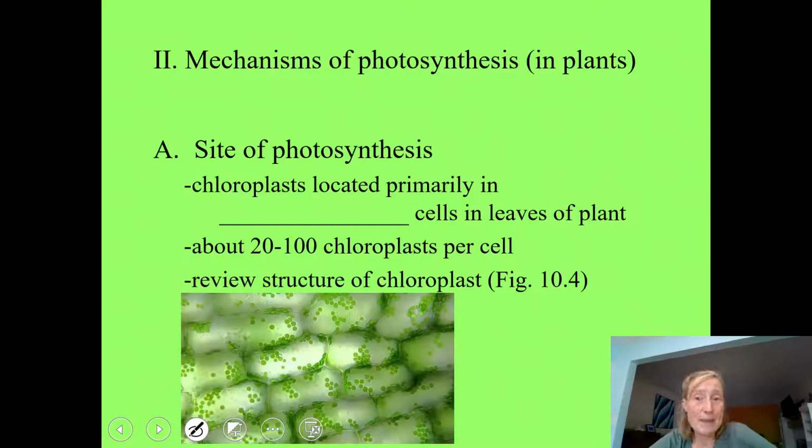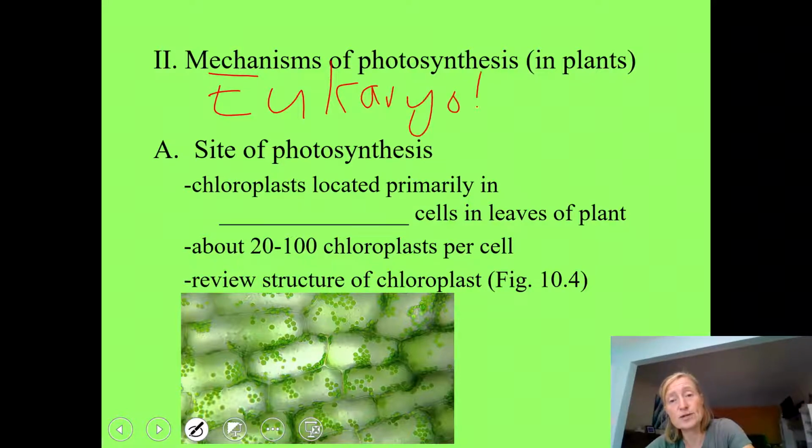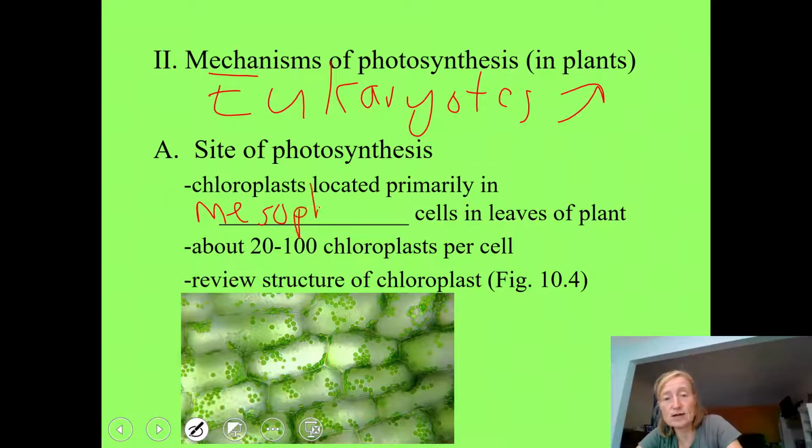So we're going to focus on the mechanisms of photosynthesis in eukaryotes, in particular in plants, okay? So we're going to look at eukaryotes. We're going to look specifically at plants. And the first thing we want to know is, well, where is photosynthesis happening? Most of the time, photosynthesis is happening in leaves, in organelles called chloroplasts, right? Chloroplasts are found in a particular kind of cell called mesophyll cells. Mesophyll cells in plants, all right?